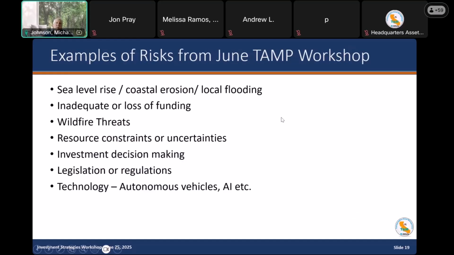Then I'll finish up here with risk. From our June TAMP workshop, we talked about a number of different risks. Some of them are climate driven, things like sea level rise, coastal erosion, local flooding. We talked about funding, inadequate funding or loss of funding for whatever reason. We talked a little bit about wildfire and what that means in terms of the transportation system.